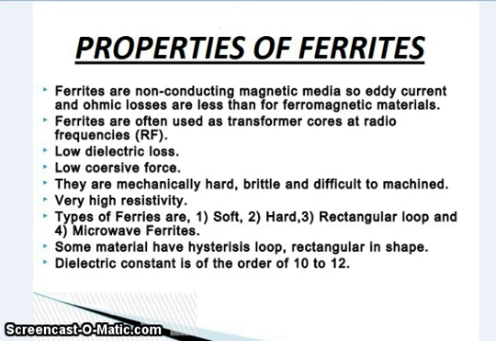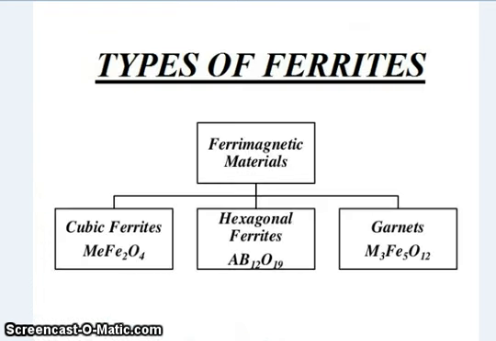Some materials have a hysteresis loop which is rectangular in shape, right? And they have a dielectric constant of the order of 10 to 12, right? So various types of ferrites are cubic ferrites, hexagonal ferrites, garnets, right?